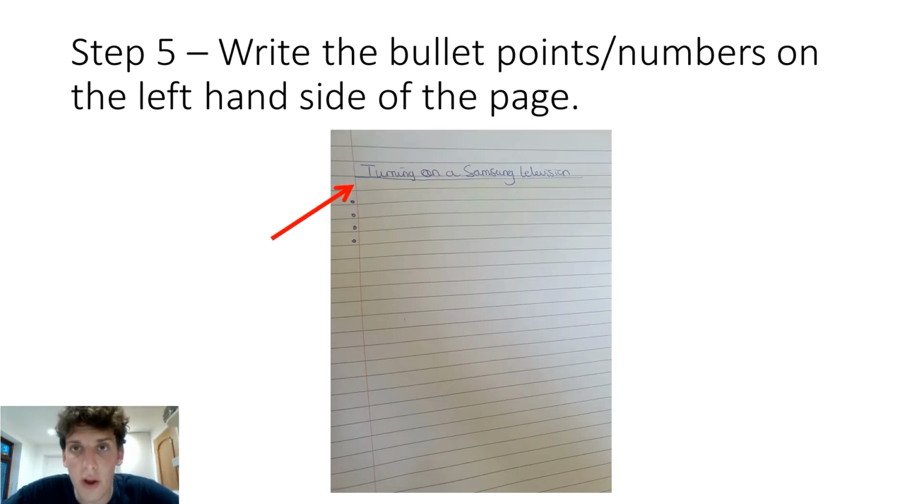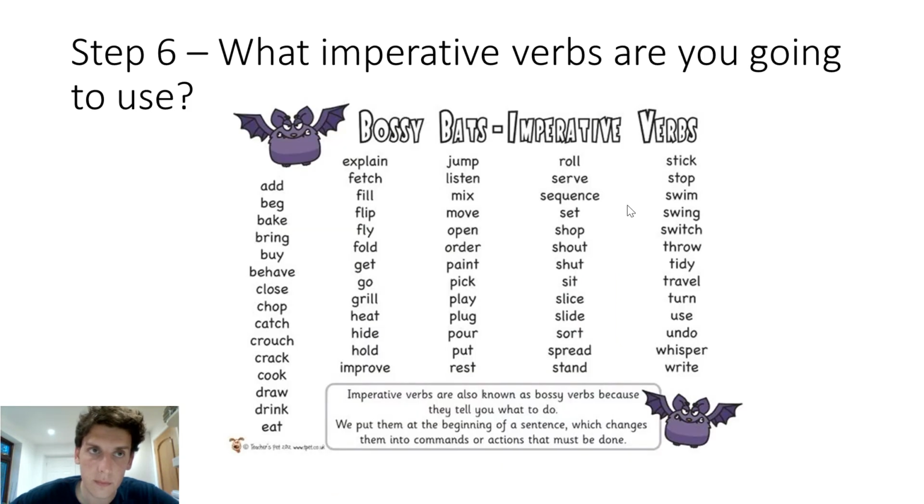Now, step 5 is to write the bullet points or numbers on the left-hand side of the page. The number of bullet points or numbers you're going to use depends on how many steps you have. So I've decided I'm going to have 4 steps, and I've decided I'm going to use bullet points. So I'm going to write 4 bullet points, and you can see that very clearly here. If you had 6 steps and you wanted to use numbers, you'd write numbers 1 to 6 down here. Or if you were using bullet points and you had 7 steps, you'd do 7 bullet points here. So it's completely up to you. So please pause the video, complete that, and then press play when you're ready to move on to step 6.